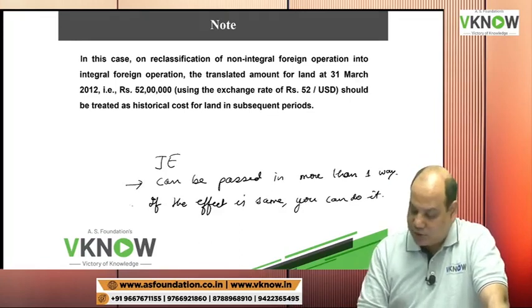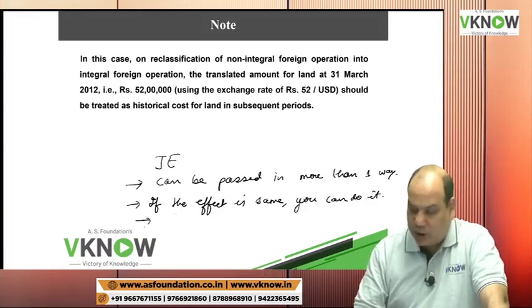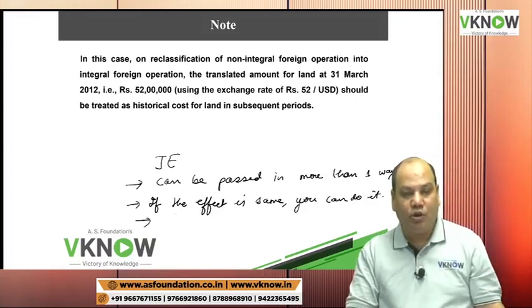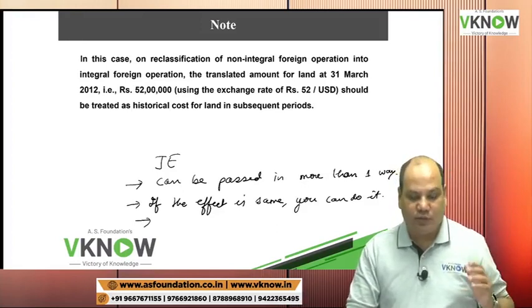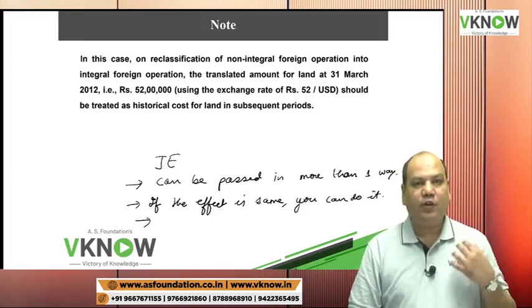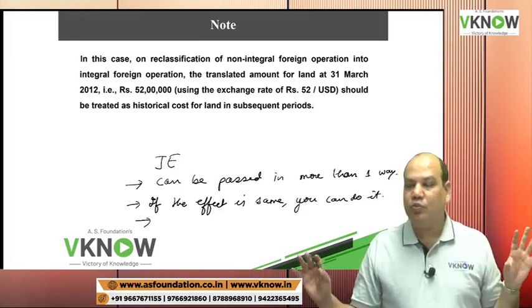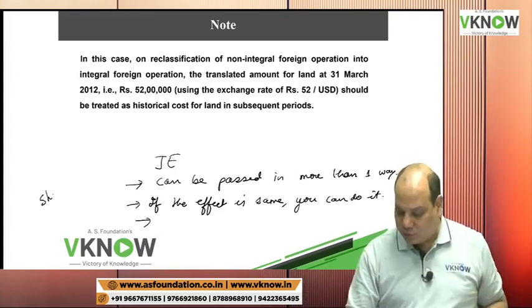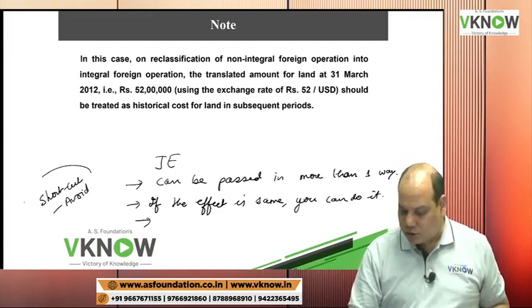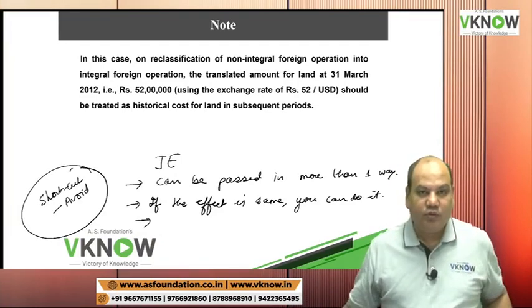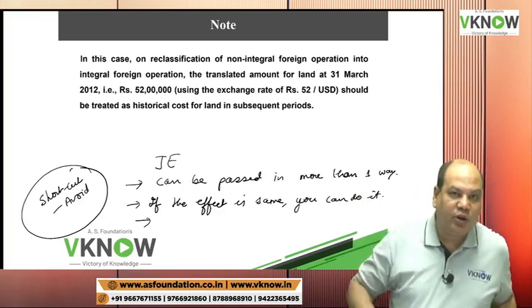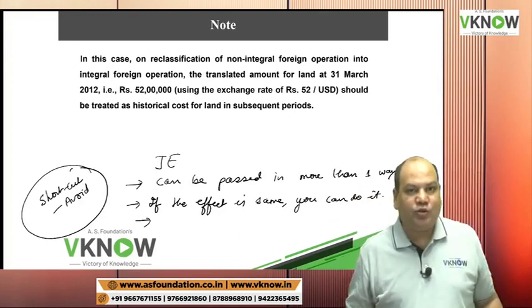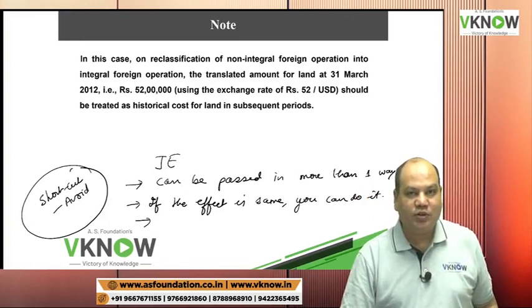Ideally, we should pass a separate entry for land and a separate entry for loan so that you will feel the effect. Otherwise, you will not know what is happening. So, shortcuts should be avoided. Students are always asking for shortcuts. That is why India is a mediocre country and it will remain like this only if you keep on asking for such shortcuts.